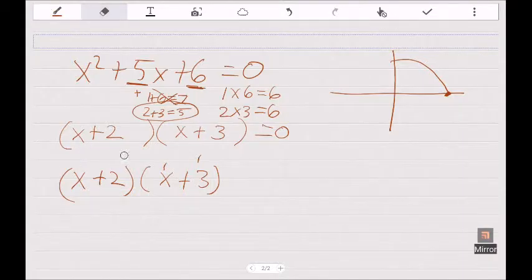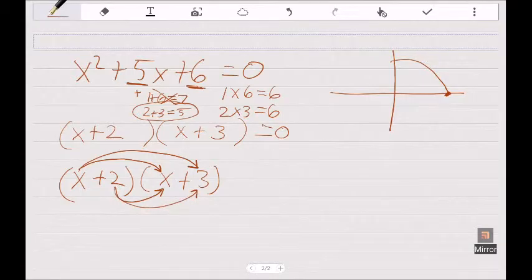We do something called FOILing. Some people don't like to call it that, but it's because you do the first, outside, inside, last. So they call it FOILing. Doesn't really matter what you call it. What you do is you have to multiply the first term by both terms in the second part. Then you have to multiply the second one by both terms. So let's go through this.